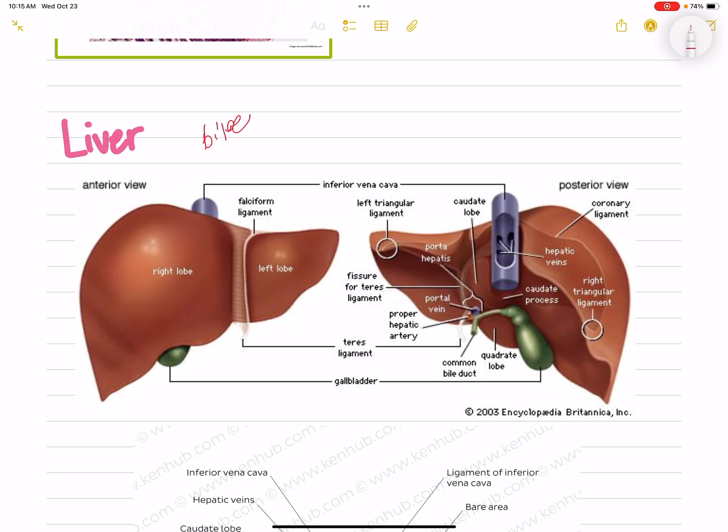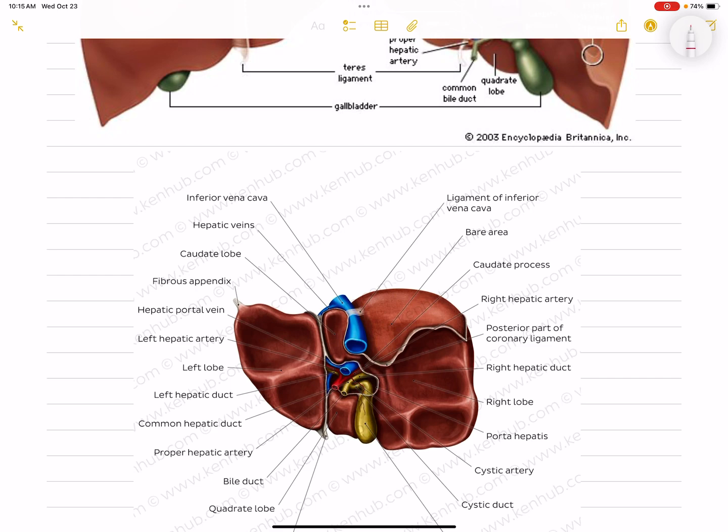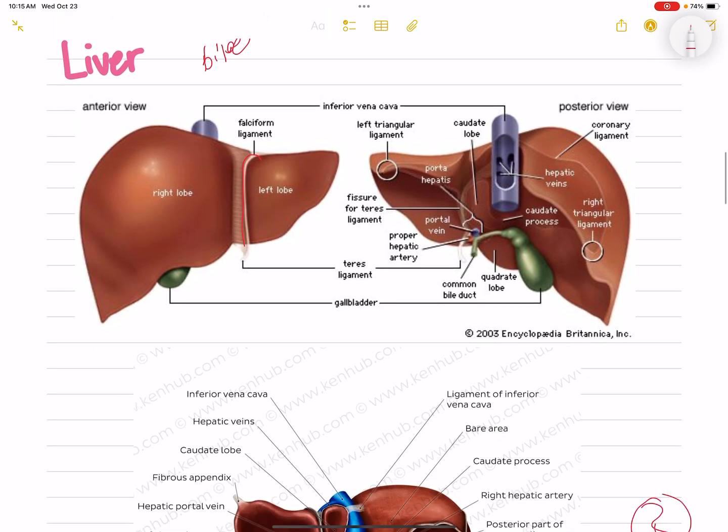Aton nga liver consists of 2 major lobes, the right and left lobe. Ari ang left lobe, and this is the right lobe. Ang falciform ligament is a connective tissue septum that separates the major lobes. Ang porta is the gate through which blood vessels, ducts, and nerves enter or exit the liver.